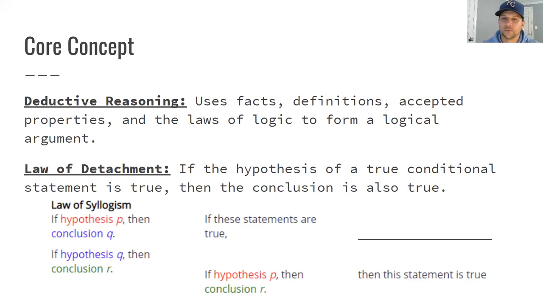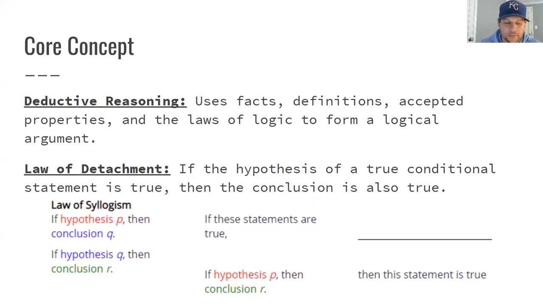All right, moving on to deductive reasoning. Using facts, definitions, accepted properties, and laws of logic to form a logical argument. When we did inductive reasoning, we were looking at patterns that we observed within a couple different examples. This one is actually using hard facts and definitions and formulas and things that are accepted to form a logical argument. So one of those laws of logic is called the Law of Detachment. If the hypothesis of a true conditional statement is true, then the conclusion is also true. So you're looking at the whole conditional statement, but if just the hypothesis is true and you know that the whole conditional statement is true, then the conclusion must also be true.